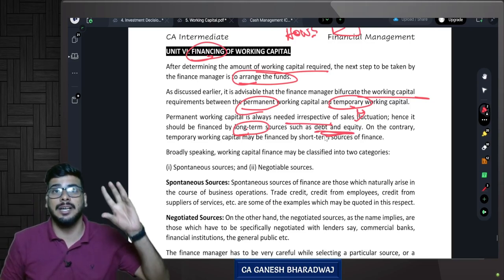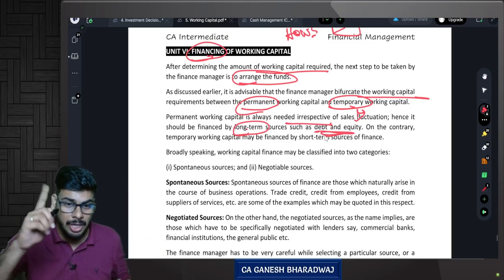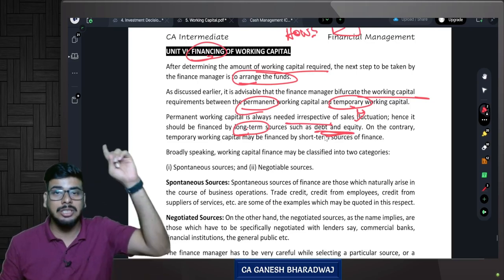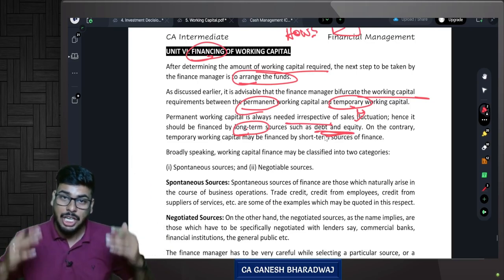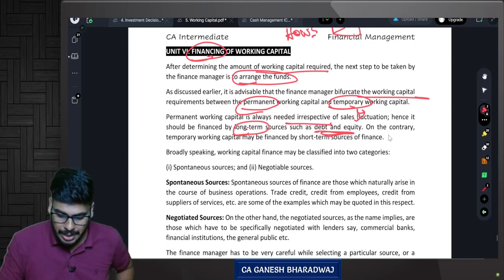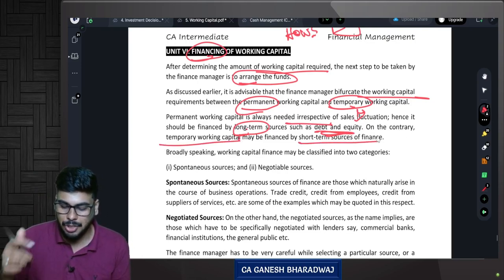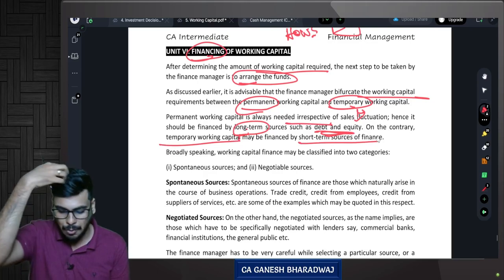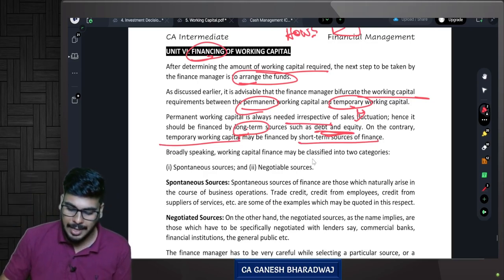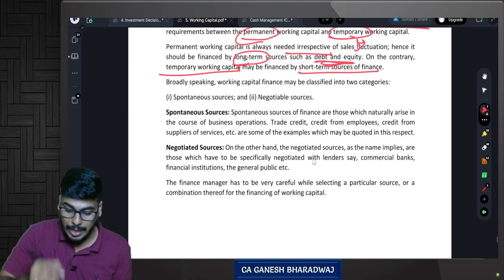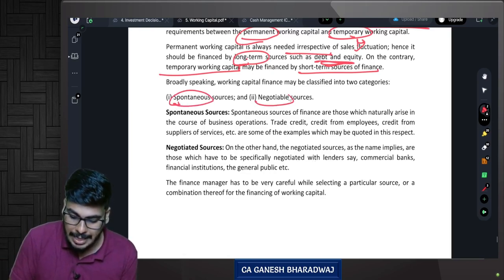This is where I said your working capital finance is not a short-term finance. It is a long-term source of finance that needs to be arranged. So you can also arrange it through your debt and equity channel. On the contrary, temporary working capital may be arranged through some short-term sources of finance. Broadly speaking, the working capital finance can be classified into two categories: spontaneous sources and negotiable sources.